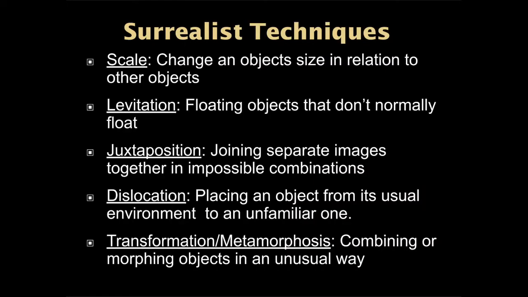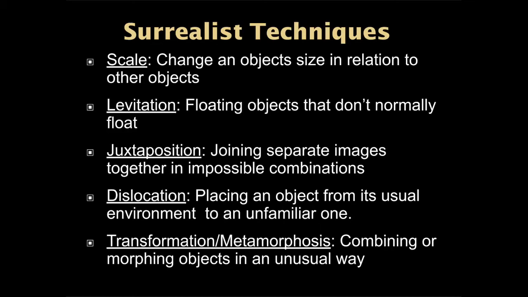There are some techniques that surrealist artists use. One of those techniques is scale. That's changing an object's size in relation to other objects. So for example, maybe you would make a tiny elephant next to a huge mouse. Levitation is another technique, that is floating objects that don't normally float. Juxtaposition is joining separate images together in impossible combinations. So maybe you make a fish playing the trombone.